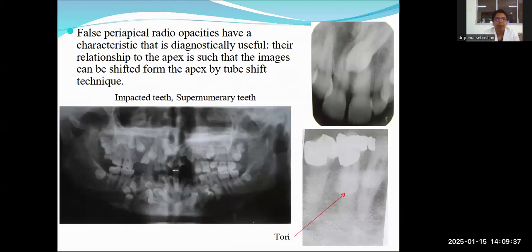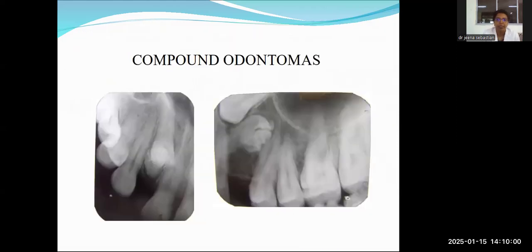So the false periapical opacities have a characteristic feature that is diagnostically useful. That is, their relationship to the apex is such that the image can be shifted from the apex by the tube shift technique. That is how you differentiate between a false periapical radiopacity and a true periapical radiopacity. For example, impacted teeth and supernumerary teeth.